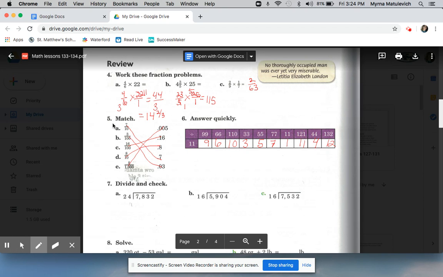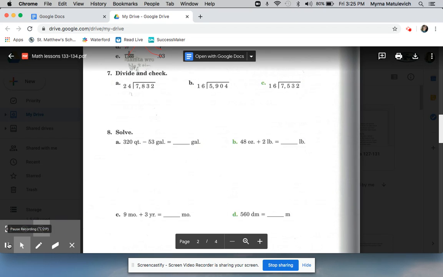Here's what you should have gotten for matching and division. Divide and check. This is what you should have gotten. I didn't do the and check. And I crossed off the greens. Now solve these conversions.